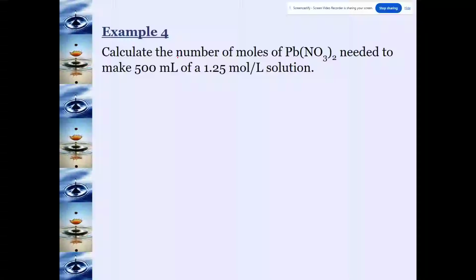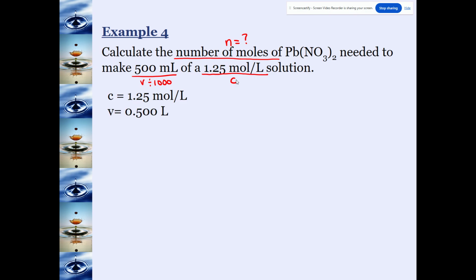Example 4 asks us to calculate the number of moles. So we are looking for N. I am given a volume again in milliliters, so I need to divide by 1,000 to convert it into liters. And we are given a number of moles per liter. That is our concentration. So our concentration, or our C, is 1.25 moles per liter. Our V is 0.500 liters, and we are looking for N.